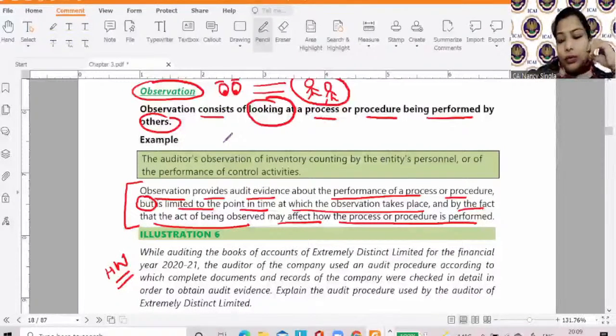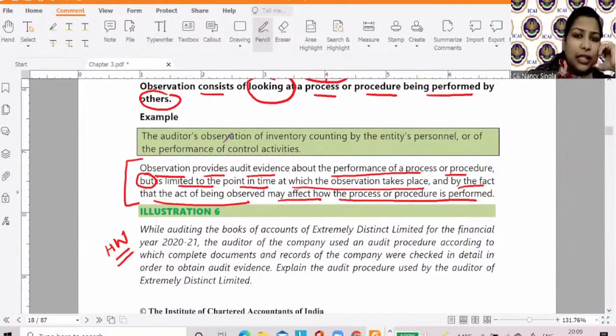हाँ तो what is your query exactly, Charu? Example, she's saying to explain this example relating to observation.